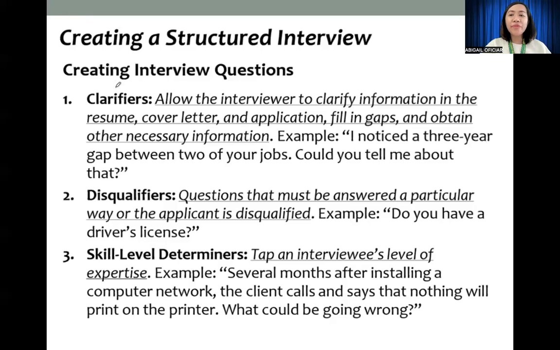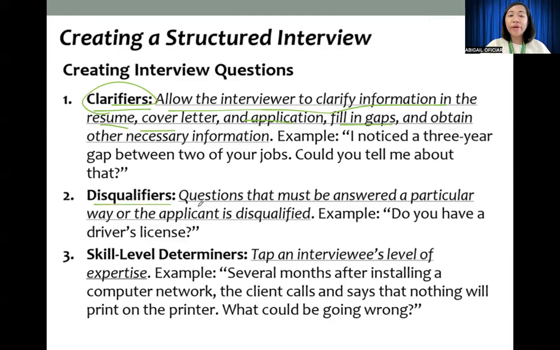So in creating interview questions, the first is we can have questions about clarifiers. This allows the interviewer to clarify information in the resume, cover letter, and application, fill in gaps, and obtain other necessary information. Example question: I noticed a 3-year gap between two of your jobs. Could you tell me about that? So here you are clarifying something about what's written in the resume of the applicant.